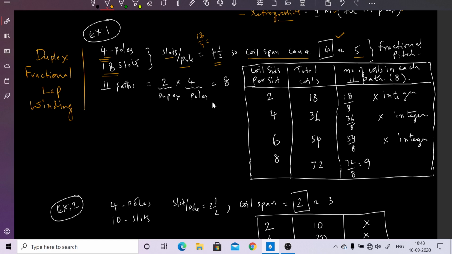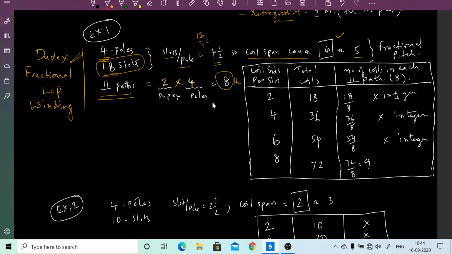Now 4 pole machine, if I want to go with a duplex winding, then the number of parallel paths in that armature should be, duplex is 2 plex number and number of poles will be 4. So 8 parallel paths altogether will be there on the armature. Okay, so now we have 18 slots, and we also know 8 parallel paths on the winding. So coils per each path that we have to identify.